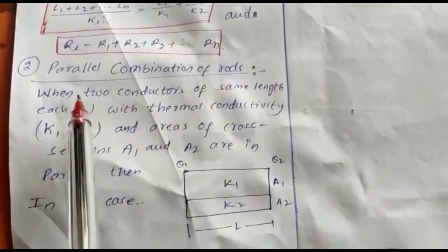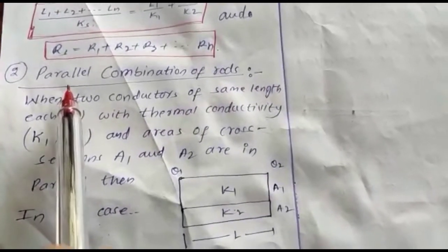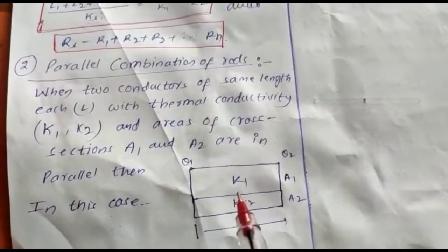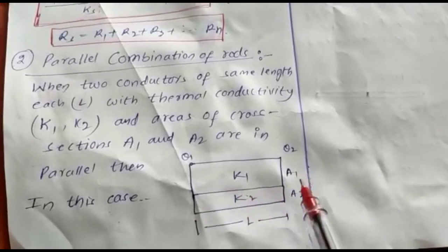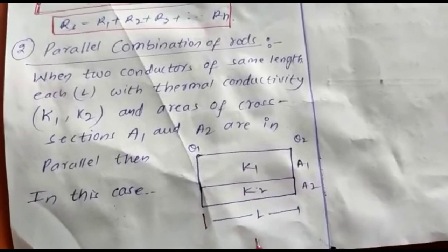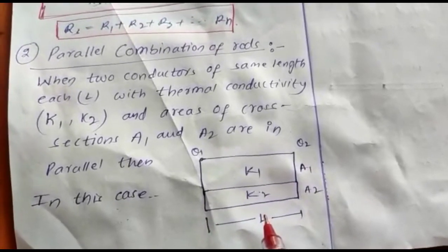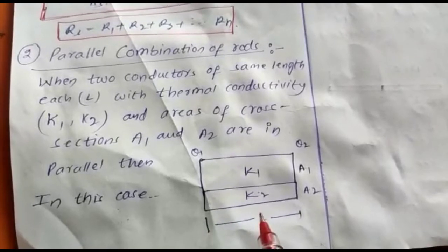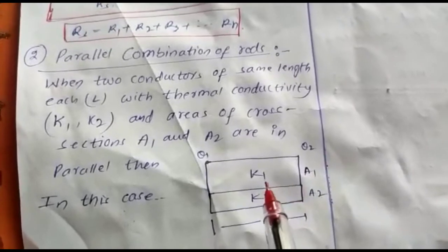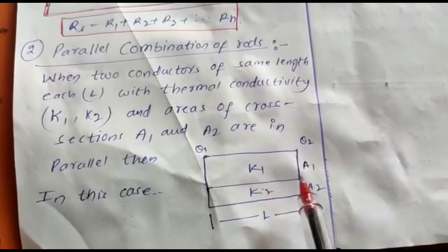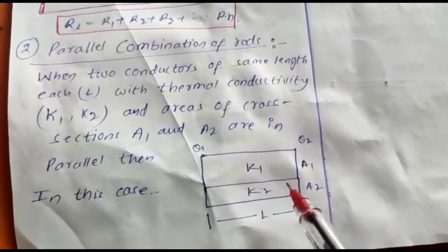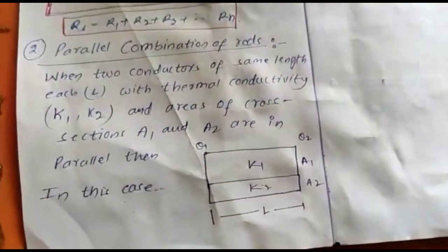Now let us discuss the second combination, that is called the parallel combination of rods. In the series combination we connected the 2 rods end to end. Here the 2 rods should be connected surface to surface. In the first case we took the lengths of each rod as different, but in this case the length should be the same and the areas are different. Therefore, when 2 conductors of different area of cross section with the same length are connected surface to surface, such a combination is called the parallel combination.